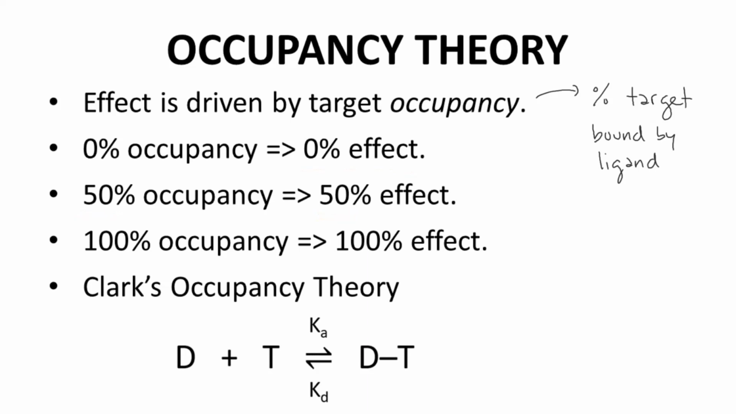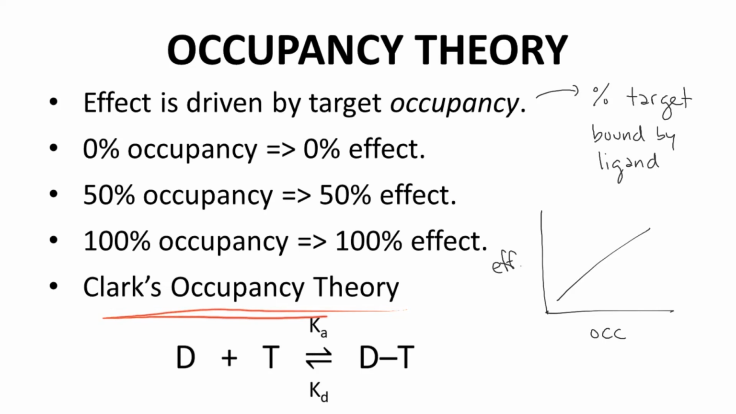The relationship between occupancy and effect is linear. This model is often called Clark's occupancy theory, and it is based on the dissociation equilibrium between the ligand binding or drug binding and the target. This model is not perfect, but it often works well for many targets. Let's see some mock data.